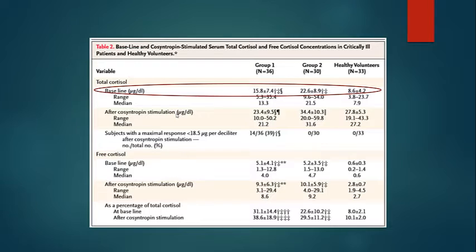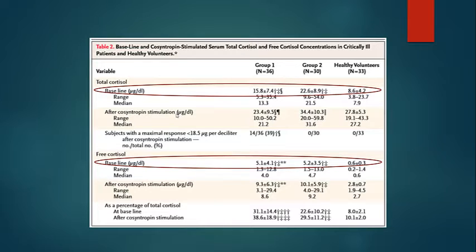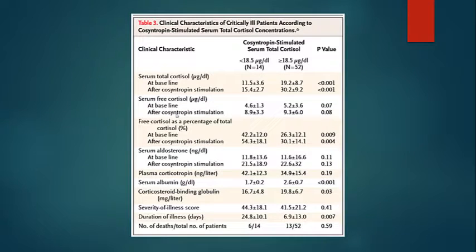And we look at the baseline of the total cortisol. There was a big difference between all three groups compared to the free cortisol, where the healthy volunteers were low compared to being high in both. And again, just to look, the serum albumin for both groups was an average of 1.7 in group 1, the hypoalbuminemia, and it was 2.6 or more in the normal albumin.